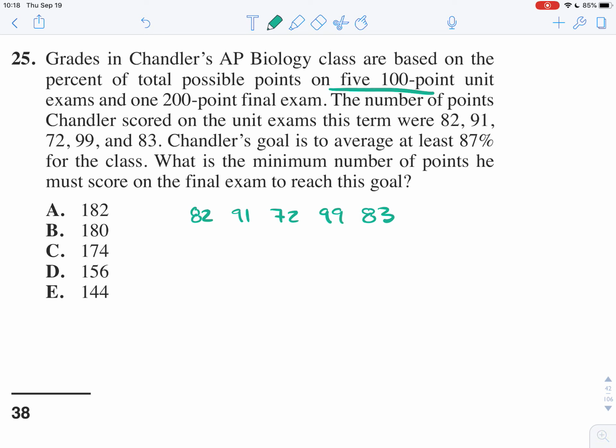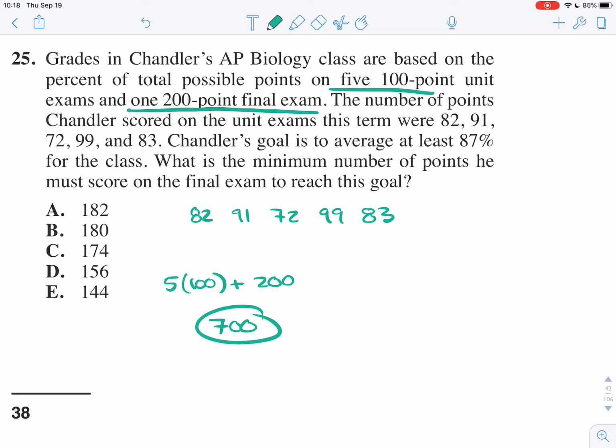There are 5 100-point unit tests and then 1 200-point final exam. So if you just think about the total number of points, you have 5 times 100 plus that 1 200-point exam. So that tells us that there is a 700 point total possibility for this class.